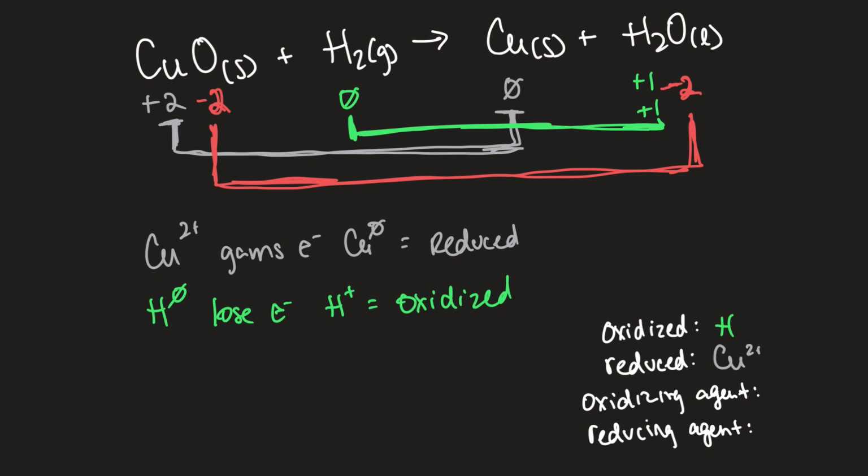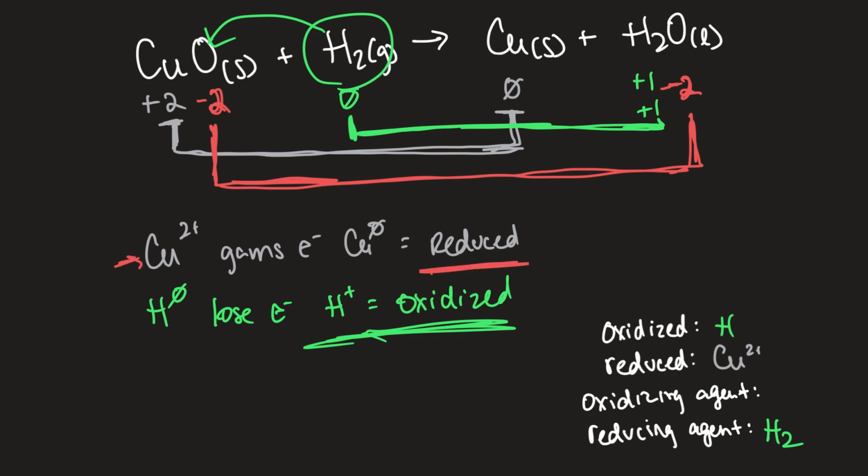Now we're trying to figure out what is the oxidizing agent and what is the reducing agent. Since hydrogen was oxidized, it itself was oxidized, but that also means that hydrogen reduced the copper. So that means hydrogen is the reducing agent. I'm going to write H2 because that's the actual reactant. And since copper was reduced, that means copper oxide was our oxidizing agent.